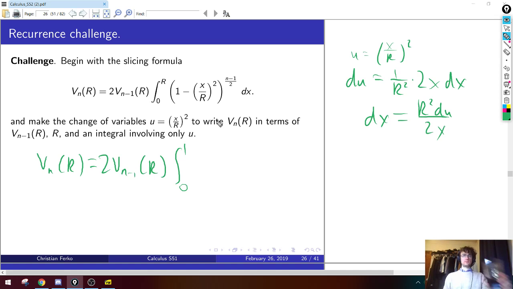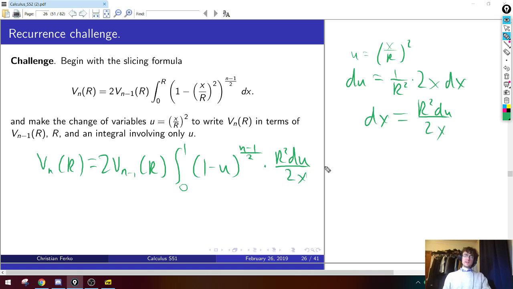Integrand. 1 minus, begin parentheses, 1 minus u squared, end parentheses. Not squared, right? Because u is the thing squared, right? Yeah. Right. Good. That is clear now. And then this all to the power of n minus 1 divided by 2. Good. What about the dx? The dx is going to become r squared du all over 2x. Okay.